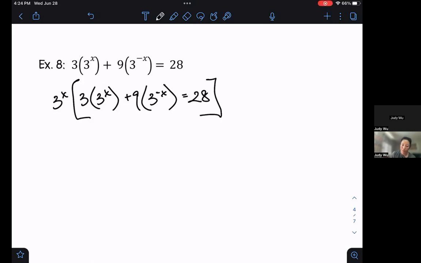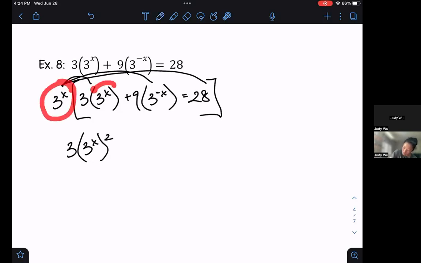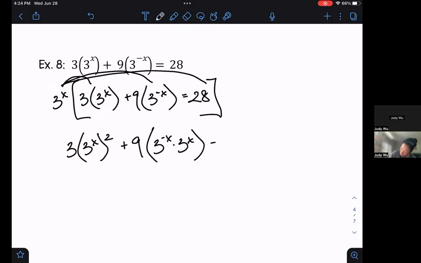Okay. Now that means I'm going to have to distribute. And what I end up with is 3 times 3x squared. So 3x and 3x is 3x squared plus 9 times 3 to the negative x times 3 to the x equals 28 times 3 to the x.